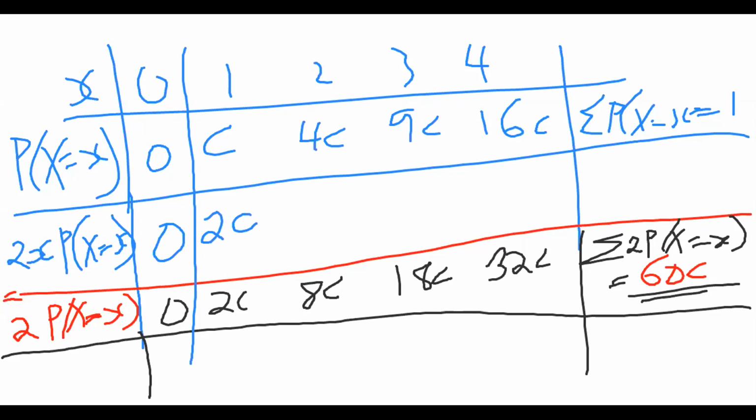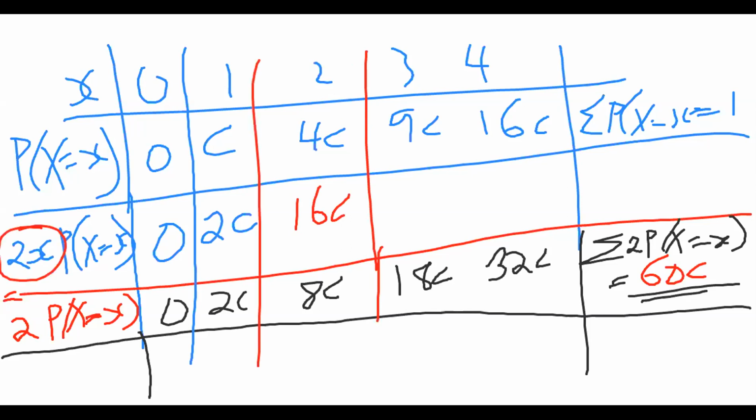Then we multiply, let me change the color. You multiply 2x, that is 2 times 2, then times the probability, which is 4c. 2 times 4, 4 times 4, that is 16. Okay, I'll get 16. Then 2 times x, which is 6, then times 9c. 6 times 9.